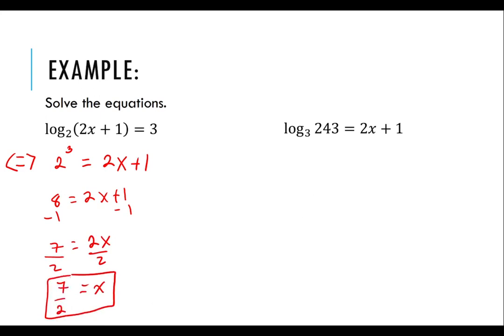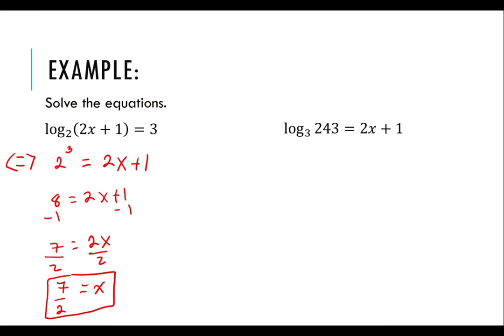Now technically we should be making sure that we know that the domain of logarithms is just from 0 to infinity exclusive. We don't include the 0. And so as long as we can plug this back in and the input for any logarithm is a positive number, we're fine. 7/2 times 2 is positive, plus 1 stays positive.